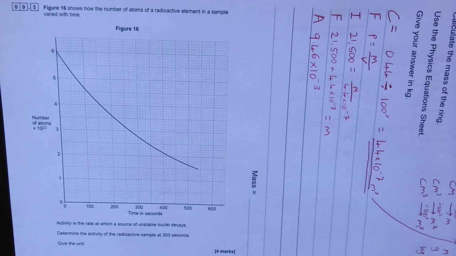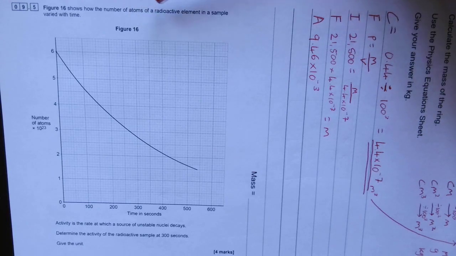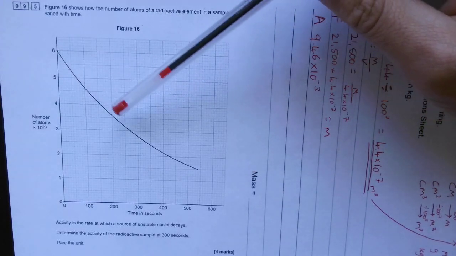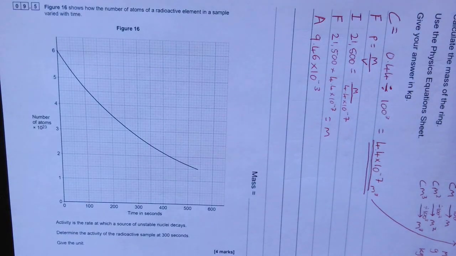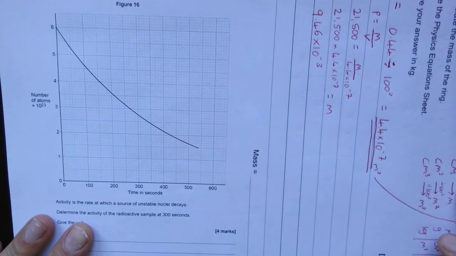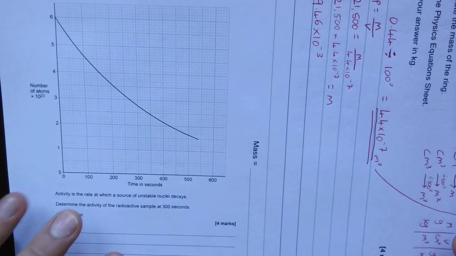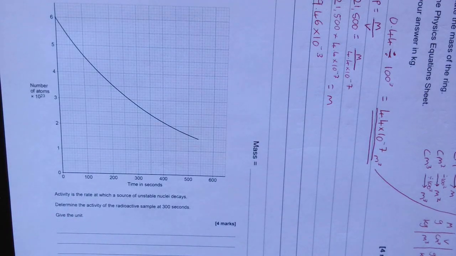Figure 16 shows how the number of atoms of radioactive element in a sample varied with time. So you can see over time it starts to decrease, but it's not linear, it's curved. Activity is the rate at which a source of unstable nuclei decay. Determine the activity of the radioactive sample at 300 seconds. Give the unit. So this is reasonably easy. You've just got to draw your tangent.